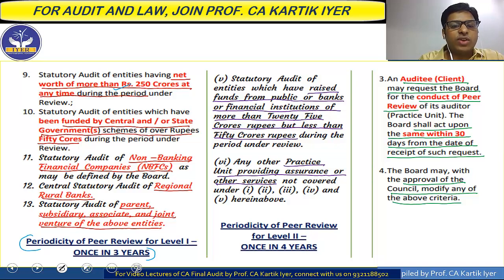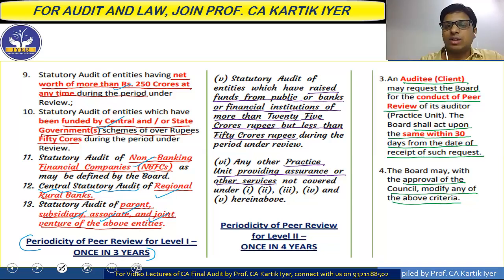Statutory audit of entities which have been funded by central and/or state government schemes of over 50 crores during the period under review. Then you have statutory audit of NBFCs as may be defined by the board, central statutory audit of regional rural banks. Okay, remember central statutory audit of regional rural banks, and statutory audit of parent, subsidiary, associate, joint venture of the above entity.